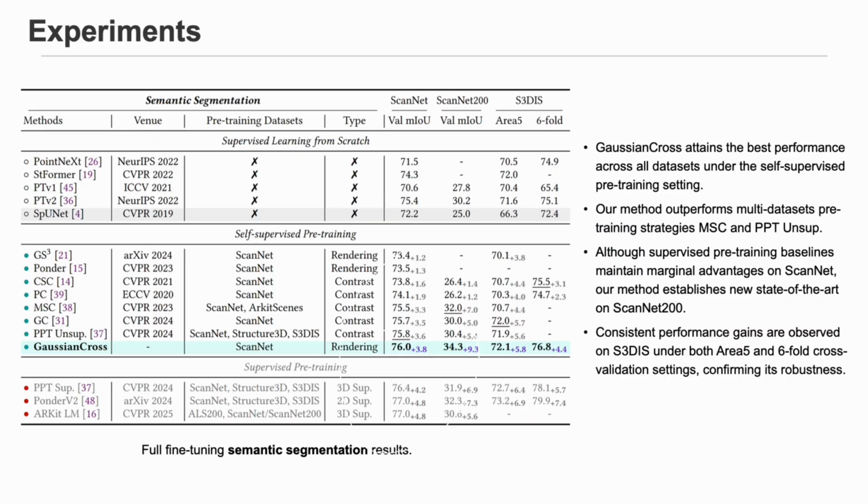In this table, we show the full fine-tuning semantic segmentation results on 3 different benchmarks. GaussianCross attains the best performance across all datasets under the self-supervised pre-training setting. It also outperforms multi-dataset pre-training strategies, like MSC and PPT unsup. Although supervised pre-training baselines maintain marginal advantages on ScanNet, our method establishes a new state-of-the-art on ScanNet200. Consistent performance gains are observed on S3DIS under both Area 5 and 6-fold cross-validation settings, confirming its robustness.